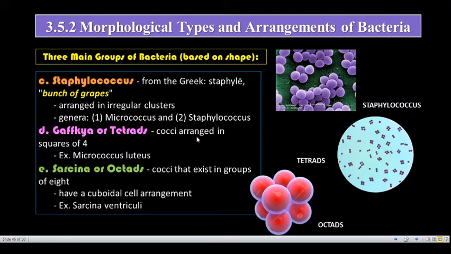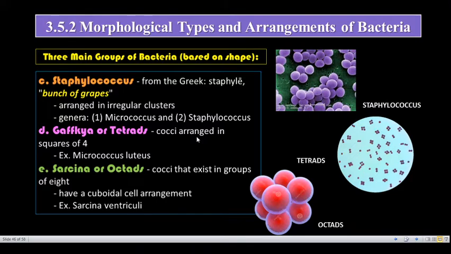So, your Micrococcus class, the area where you can find them is usually a wide range. You can find them throughout the environment, in water, in dust, okay, and you can also find them in the soil.